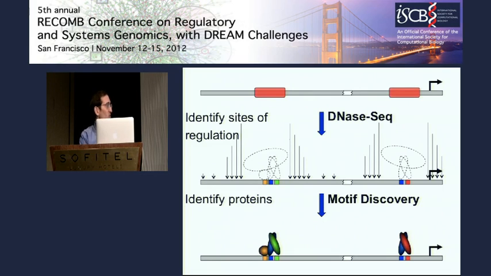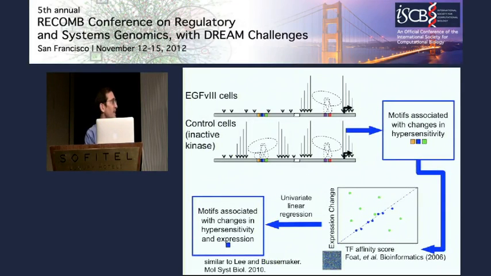But now we can use those sequences using motif discovery to come up with good guesses as to what those DNA-binding regulatory proteins were. And more specifically, what Carol did was she collected this DNase-seq data in cells with the V3 mutation, and she also collected it in cells that had the inactive kinase. And then she searched for sequence motifs in regions that were differentially hypersensitive, so they were hypersensitive in one cell type and not the other. And that gives you a set of transcription factors that are potential regulators.